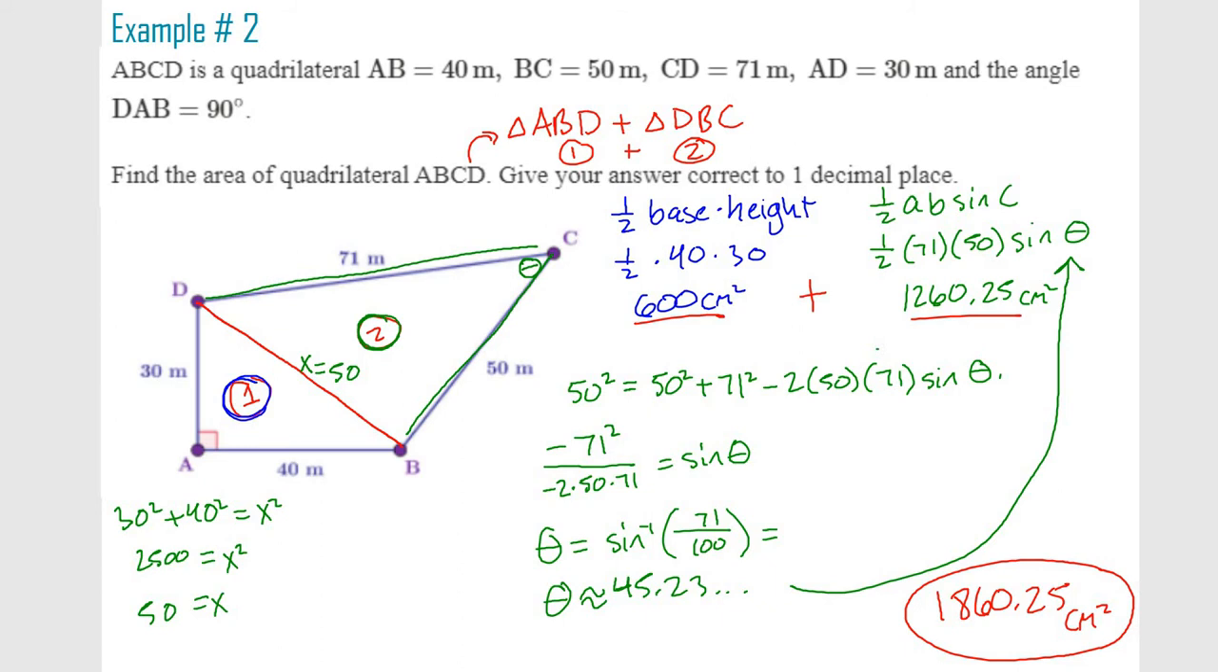Oh, sorry, give your answer correct to 1 decimal place. So one decimal place would be the 10th. Wait, hold on.